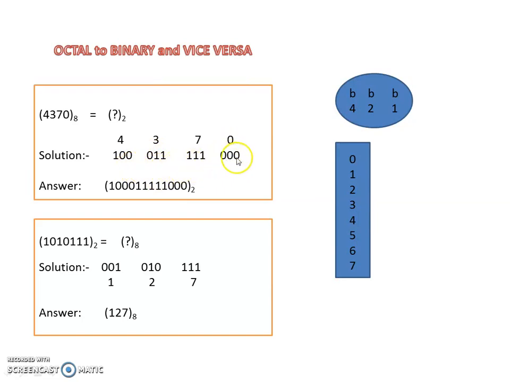Now 0 for 0 0 0, 7 for when all the bits are on, and 3 for when these 2 bits are on and this is off, and 4 for when this is on and the others are off.